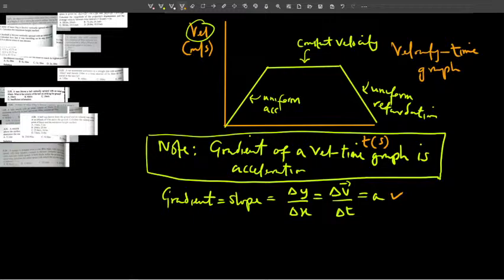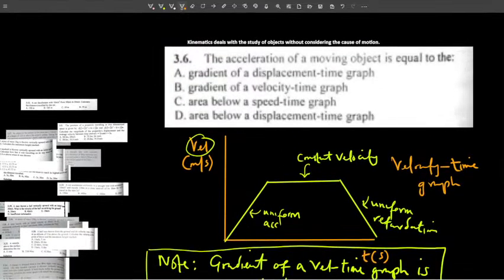All right. What is the question saying? It said the acceleration of a moving object is equal to the gradient of displacement time. Is that correct? That is not correct. Let me just tell you the answer to this one. The gradient of displacement time is actually velocity. It is not acceleration. The area below a displacement time graph is just distance covered.